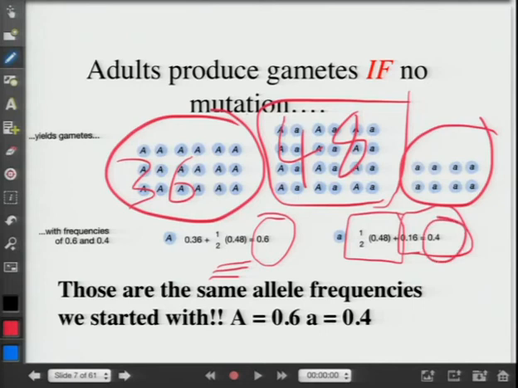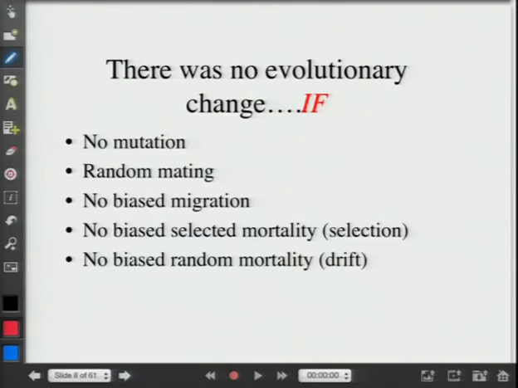So that's a long way to go around one generation, from gene pool to zygotes to adult mice back to a gene pool, and what we have is exactly the same allele frequencies we had before. We started with 60% big A and 40% little a, and we're back at that exact same spot. Nothing changed. Yippee, right?